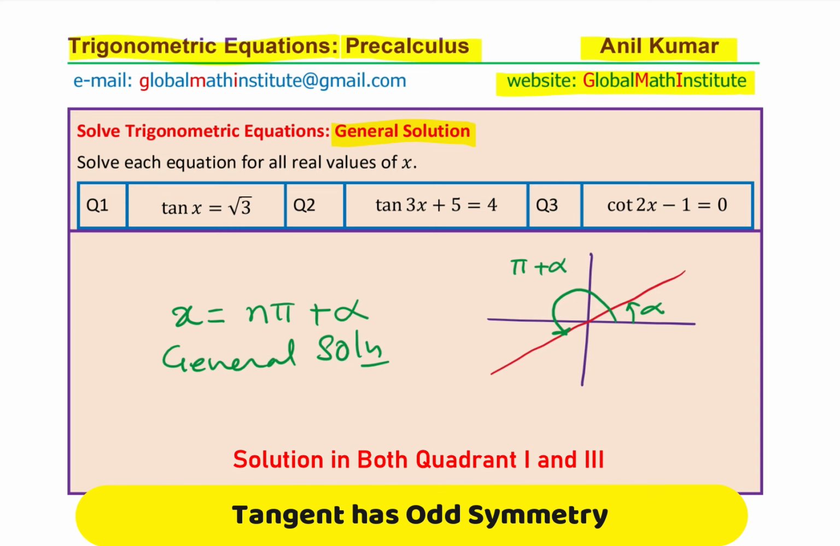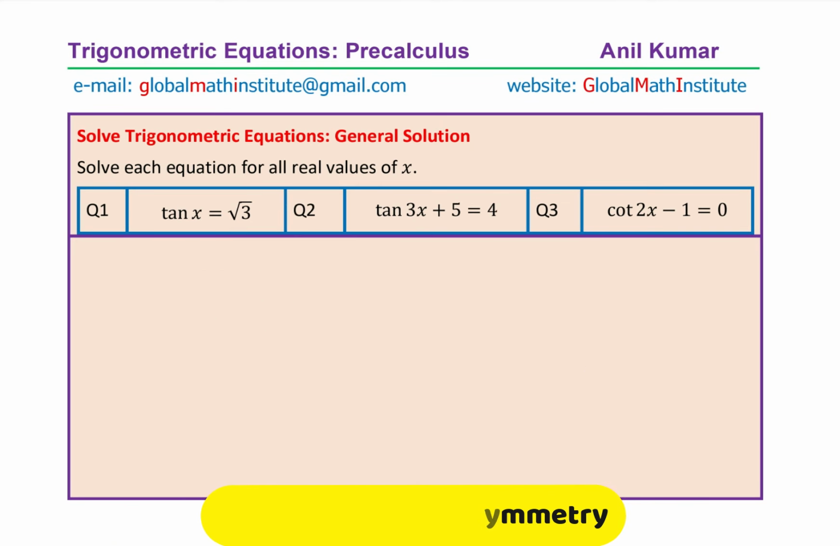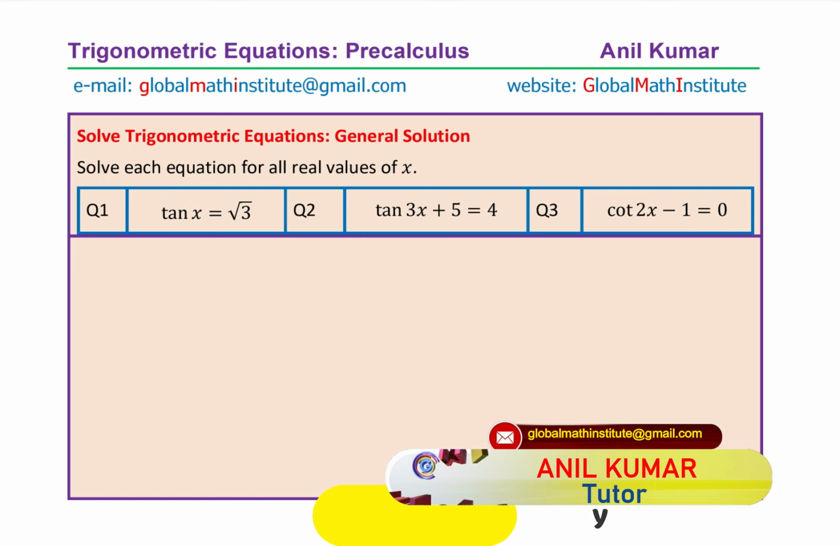That is for the equation whenever we have tan x equals tan alpha. Does it make sense, right? So that becomes the general solution. Keep this in mind, and now let's begin with the solution of these questions one by one.